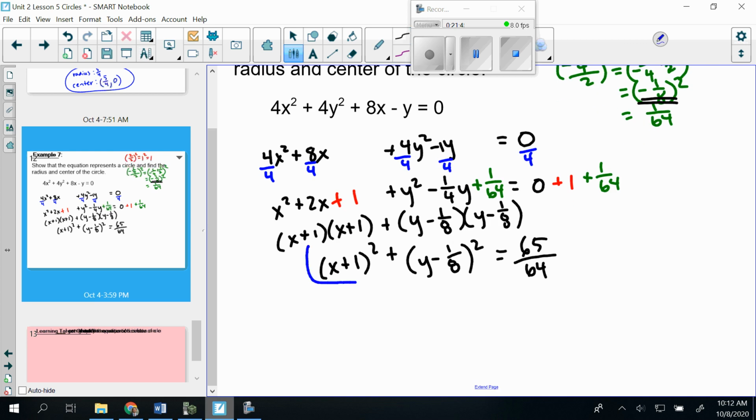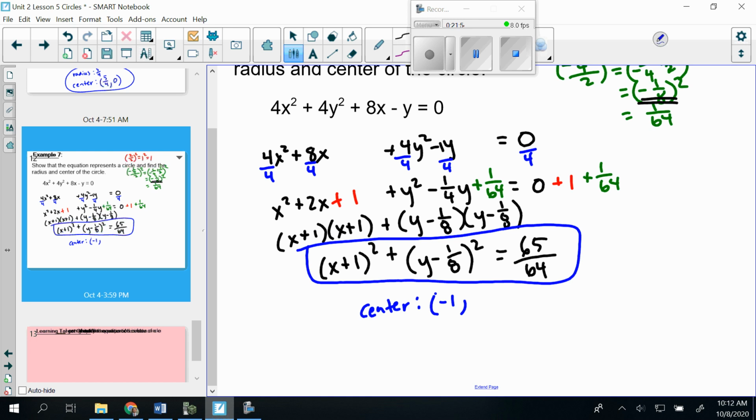Last step, they wanted to list out the radius and center. Center here should be at negative 1, 1/8. Remember, it's what makes those 0. Negative 1 plus 1 is 0. 1/8 minus 1/8 is 0.